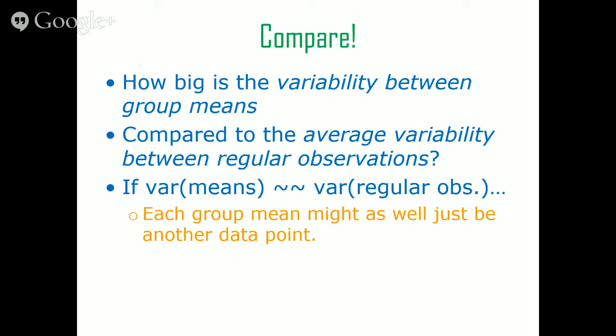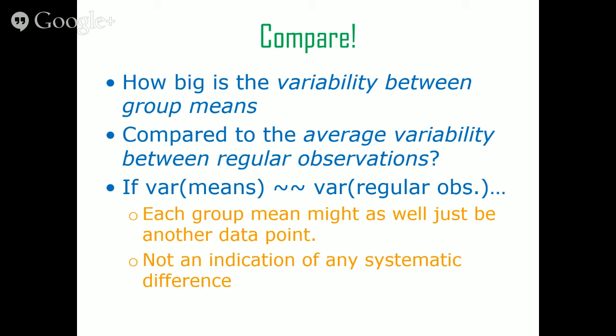The variability between means is totally and completely expected. It might as well just be random variability. It looks like random variability because the variance of the regular observations tells us what we should expect for just random sampling variability. So if the variability between the means is about the same as this, then the variability between the means is itself just random variability as far as we know. As far as we can tell, there's not any systematic difference between the groups because the means of the groups are themselves behaving as if they were just normal data points. They're no more different from each other than your average any 2 data points would be.